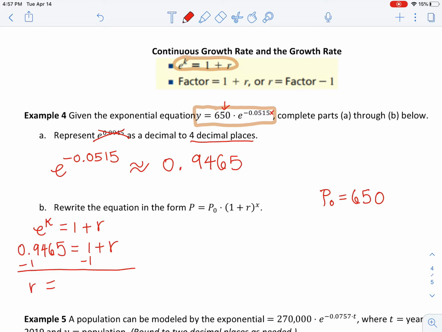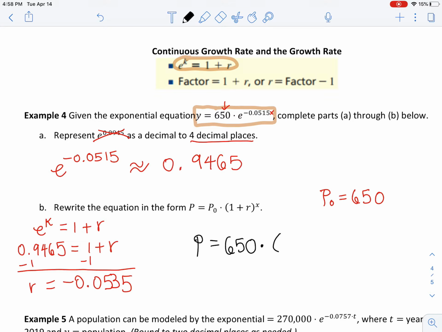And you'll say, uh-oh, because if you subtract, let me do that on my calculator. If I subtract 0.9465 minus 1, I will get a negative number. And is that okay? Yes, that's okay, because this one is an exponential decay. Negative 0.0535 is the rate. So let's go ahead and write the equation.